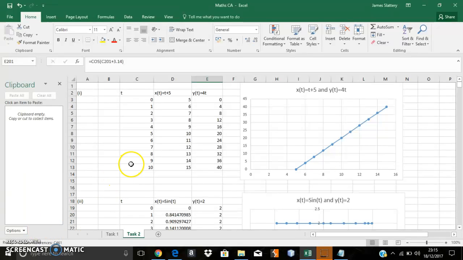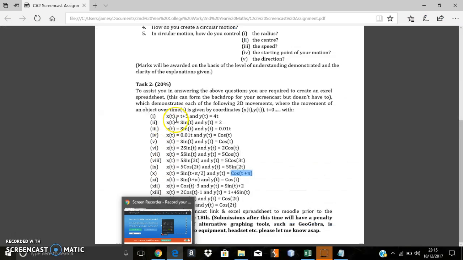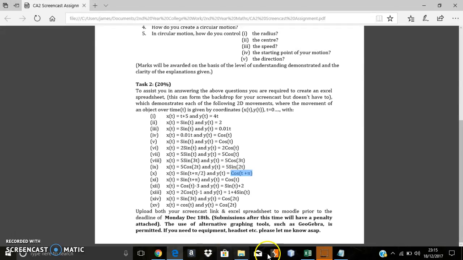Okay, so this is my screencast for my Maths C, my final Maths CA for second year. The first two graphs here, part one and part two on task two, represent examples of straight line motion.